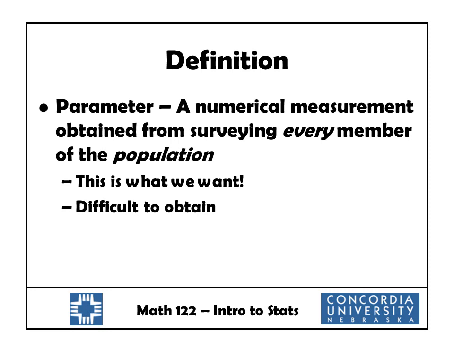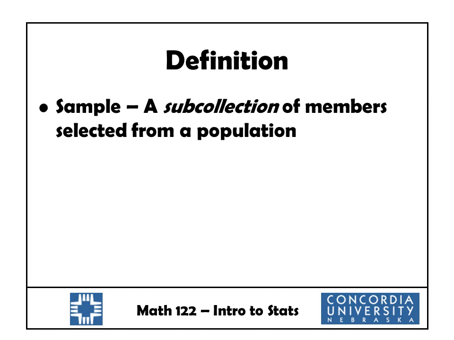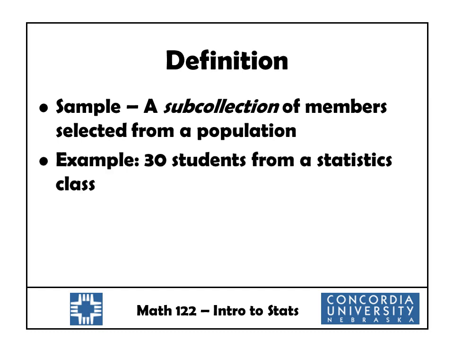If we were to do that, this proportion that we would calculate is what we call a parameter, and that is a generic name for a numerical measurement obtained from surveying every member of the entire population. Now, this is what we actually want, but this is very difficult, if not impossible, to obtain. So instead of looking at the entire population, we're going to only look at a sample of the population. A sample is a sub-collection of members selected from the population. An example might be just 30 students from a statistics class.